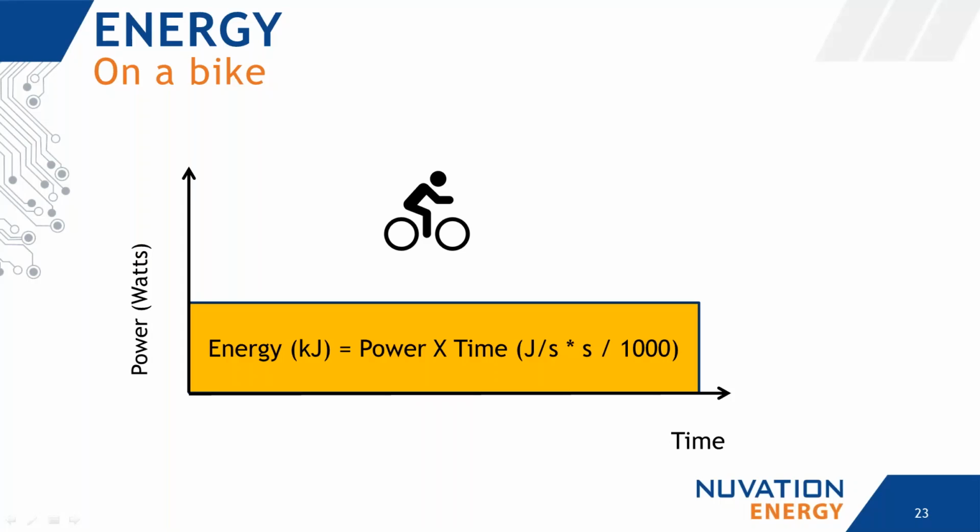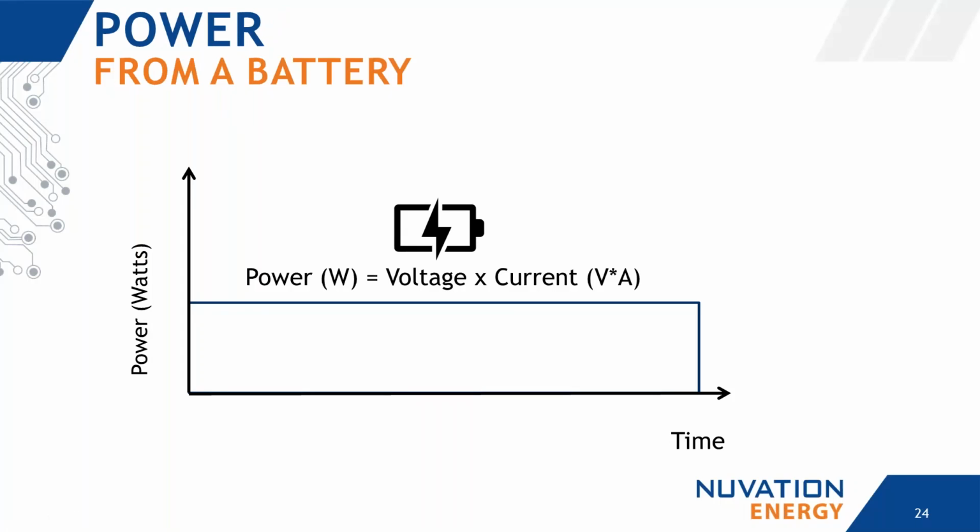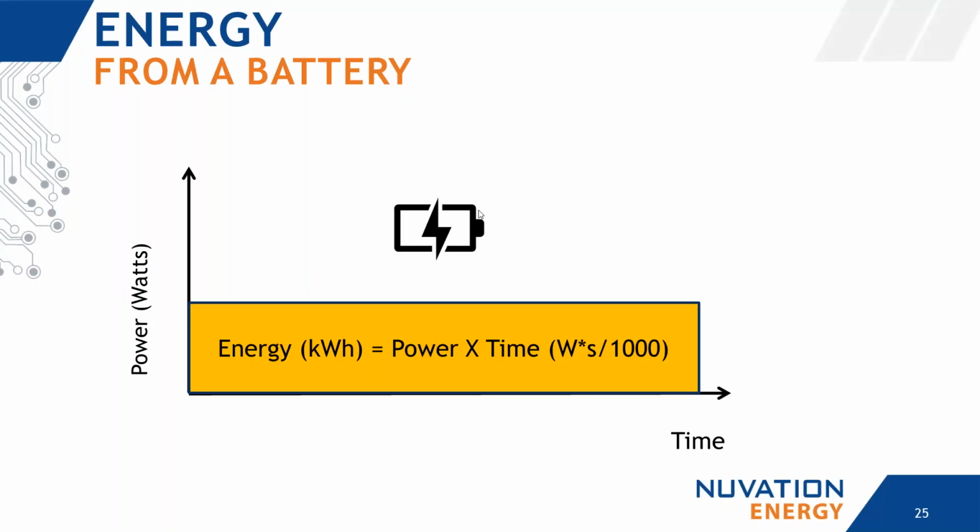But unless there's actually a power meter on the bike, they're pretty rough estimates, so they're not very accurate. But once you have a power meter, these actually become pretty exact. In the case of the battery, everything is nearly the same, except that our units are going to be a little different. So electrical power in watts is voltage times current. That's volts times amps. And energy from a battery, kilowatt hours, is simply power times time again. And this time it's the watt second, and we divide by 1,000, and that gets us to kilowatt hours.